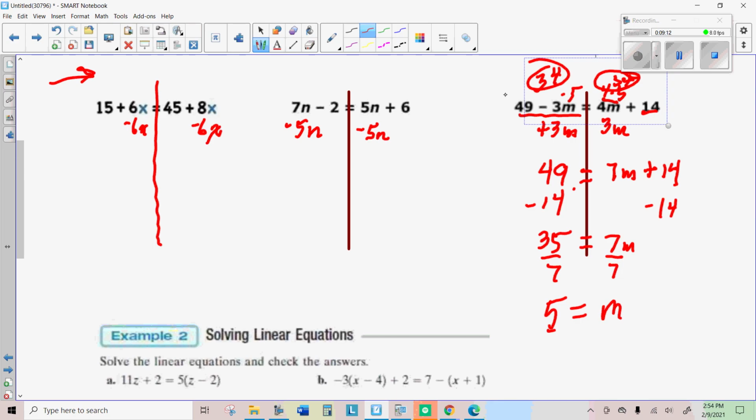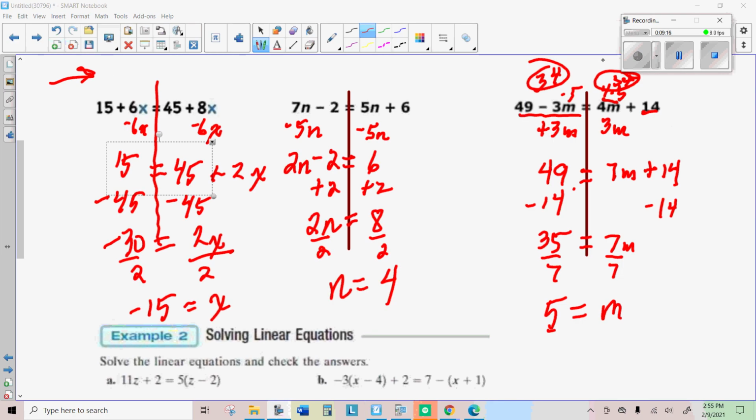Go ahead and do those other two, and then you can check back and see if you did them right. All right, here's what I got on that.